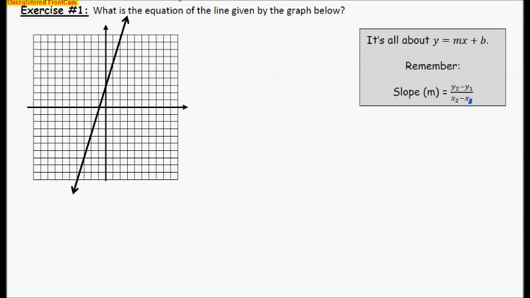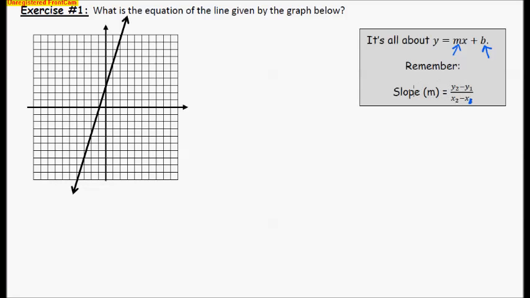Alright guys, today we've got 4 exercises that ask us to find the equation of a line, and we're given the graph to go by. I want you to remember I've got this little sign over here. It's all about y equals mx plus b. So if I can figure out the y-intercept, which is b, and if I can figure out the slope, which is m, really I'm all done. That's the only two things I have to substitute into this equation, and I've got the equation of the line.